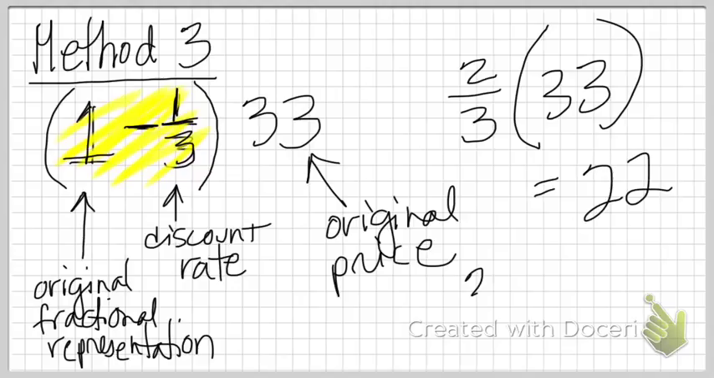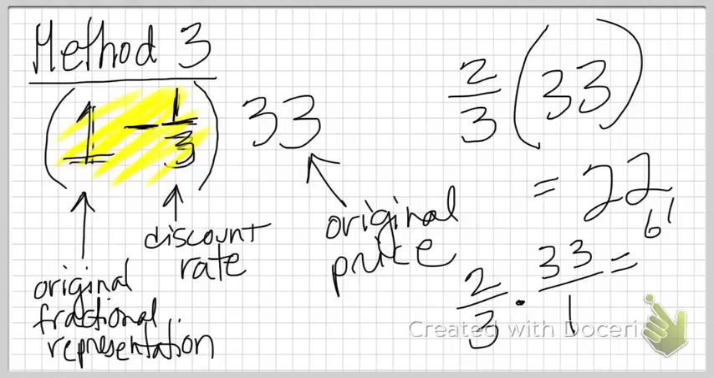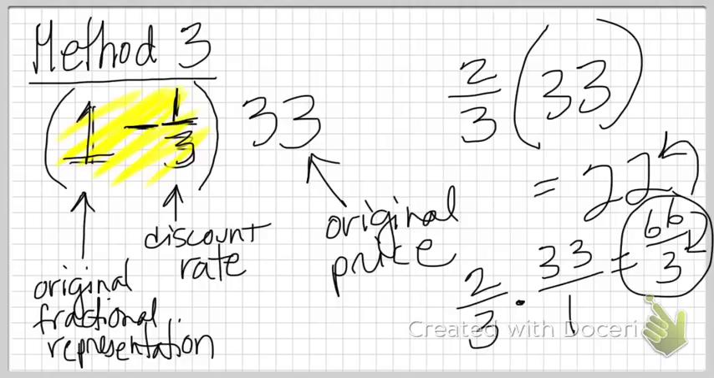Or we can look at it in terms of doing the multiplication, just to keep yourself fresh with multiplication of fractions. That would be 66 over 3, which would be 22, because 66 divided by 3 gives you 22. Okay? All righty.